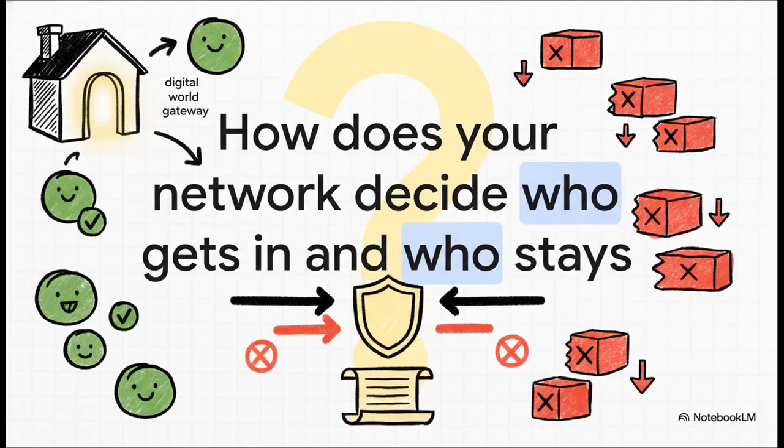So, let's start with a basic question. How does your network, your router really, decide what data gets a VIP pass and what gets told to hit the road? Well, the secret is a surprisingly simple, but super powerful set of rules.